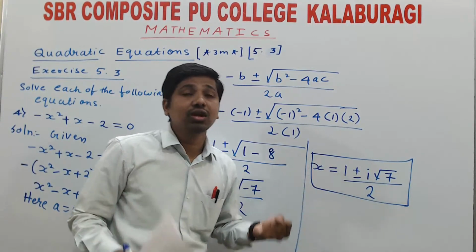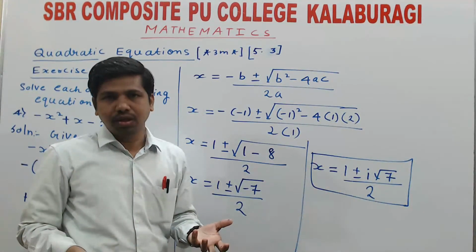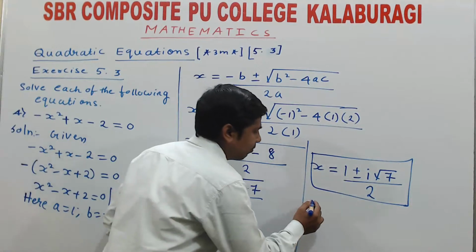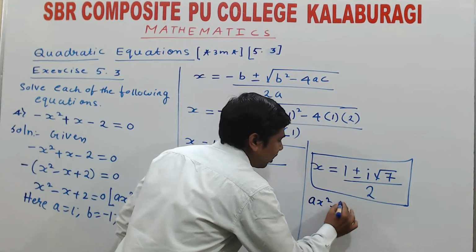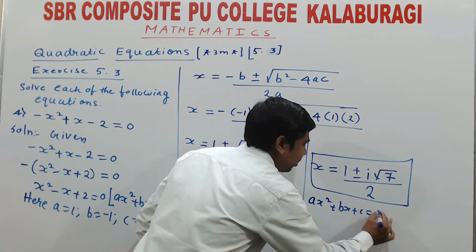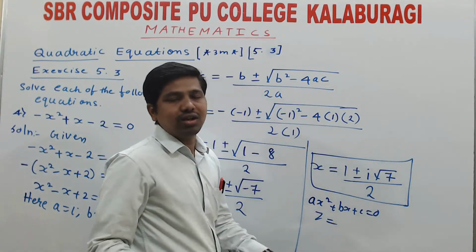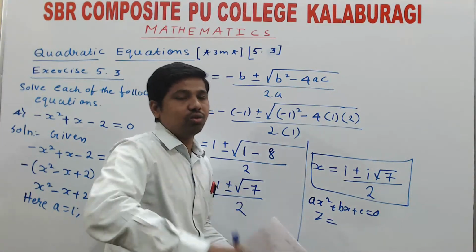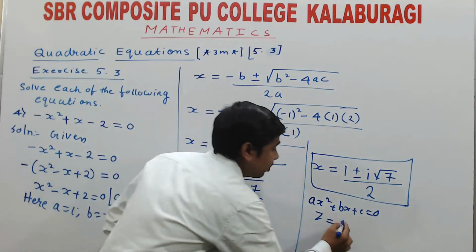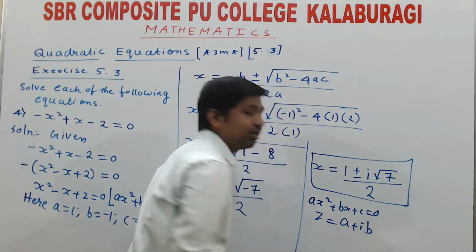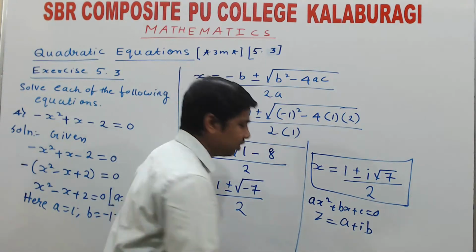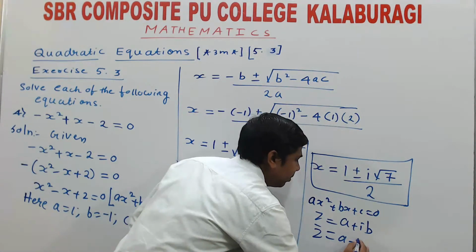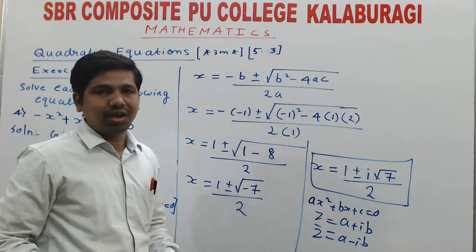Right? So that indicates if the roots are imaginary, if I take ax square plus bx plus c equals 0 and one of the roots is a plus ib, a complex number because the roots are imaginary, then one more root is its conjugate. What is the conjugate of a plus ib? A minus ib. Right? Okay.